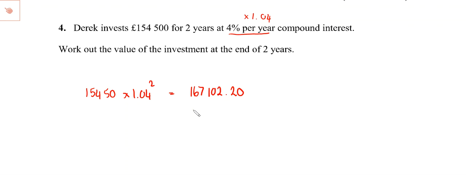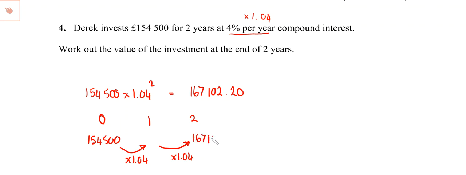Cool. Seems right. You want to visualize, so year 0 when we invest is 154,500. Year 1, year 2, so that would be times by 1.04, times by 1.04 again, and yeah, you don't need to find the middle value, you just go straight to it. So for those of you that prefer to visualize, but yeah, spot on.